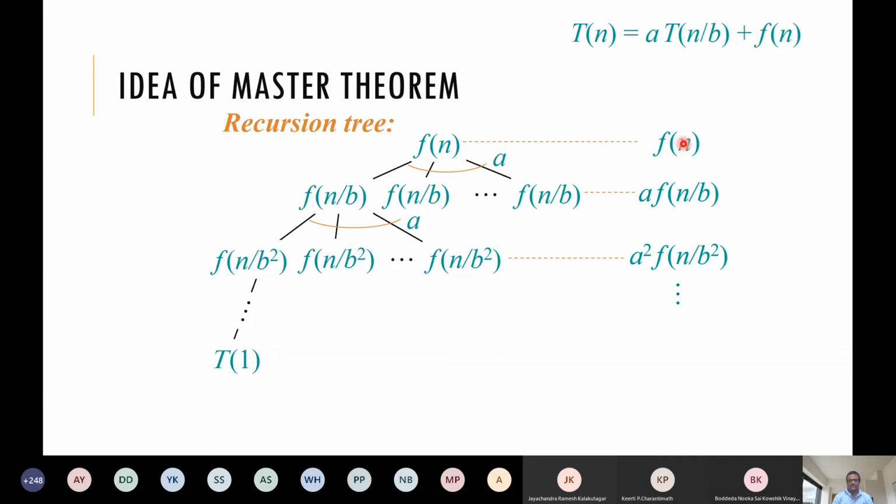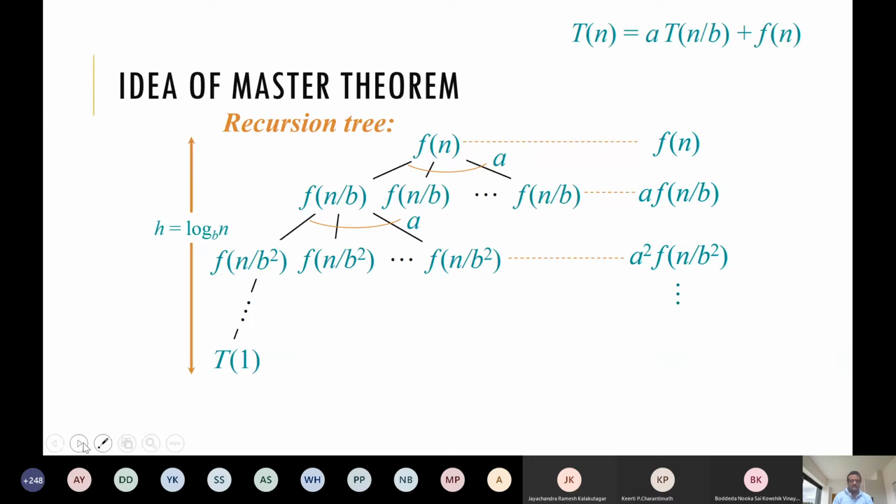The first level sum is f(n). What is the second level sum? It is a times f(n/b). What is the next level sum? This also will have a many branches, subproblems, and this also will have a many branches. So how many are there? a squared are there. So that's why it is a² f(n/b²). So the next one will be a³ f(n/b³), like this.